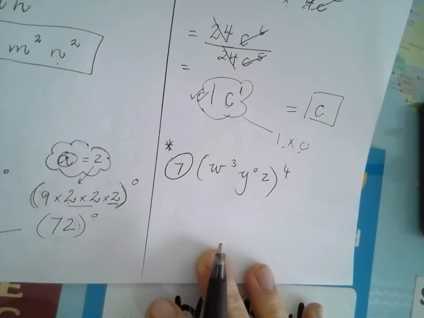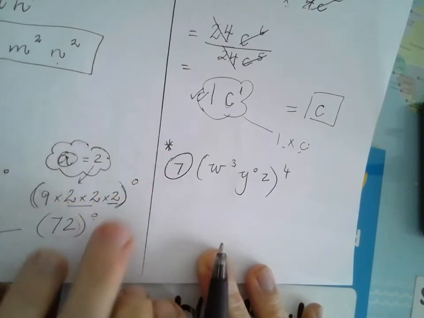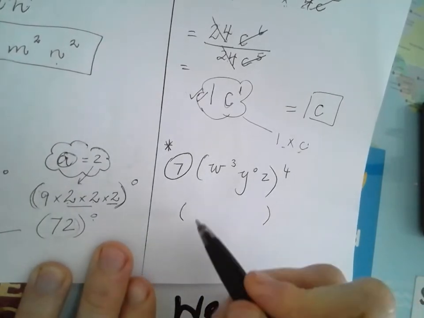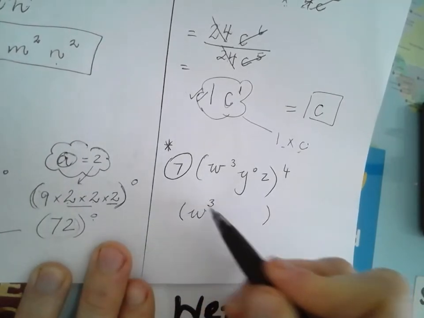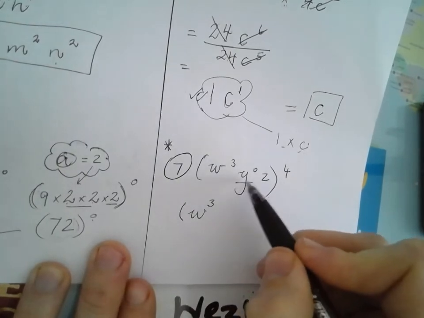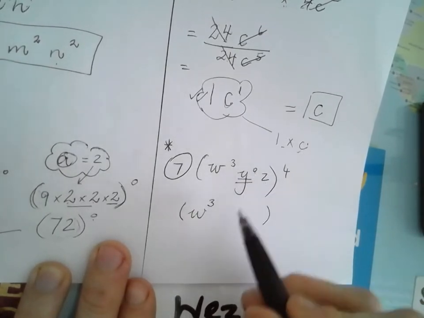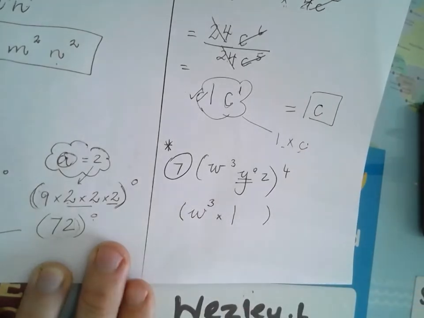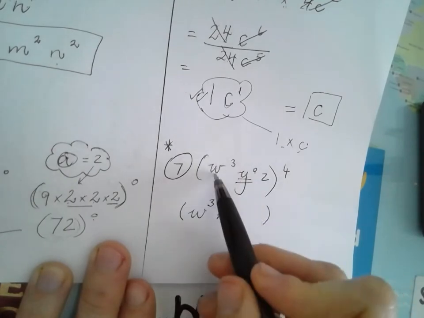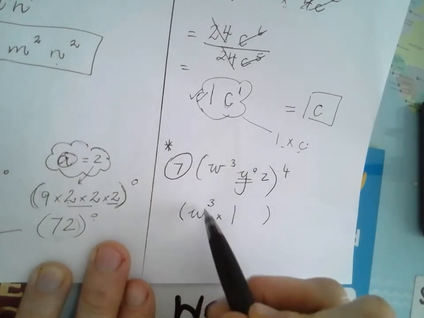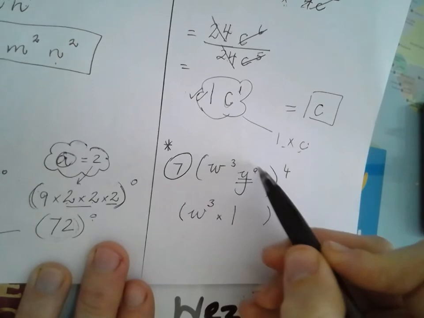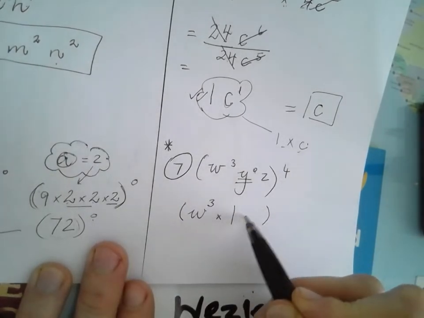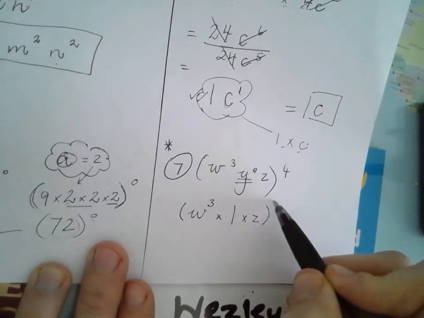Question 7. Little star on here. A little bit trickier looking. Just do one thing at a time. Let's leave W to the cubed. But let's look here. We've got this idea of anything to the power of 0 is 1. Okay, we cannot simplify that. W cubed we can't simplify. We don't know what W is, so we have to leave it. But we can simplify this. Y to the 0, anything to the 0 gives us 1 multiplied by Z. And all of that's to the power of 4.